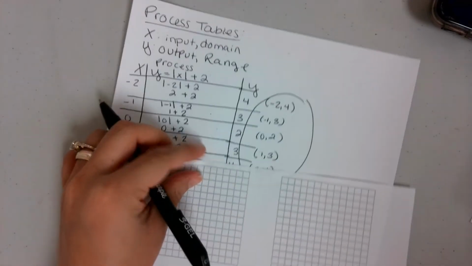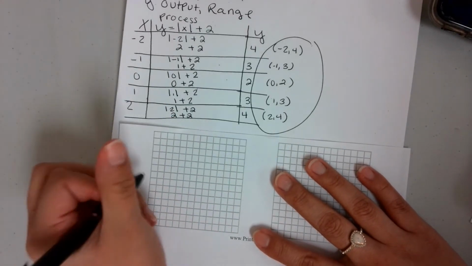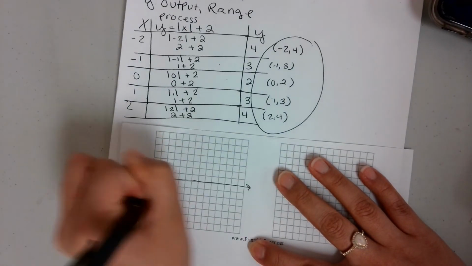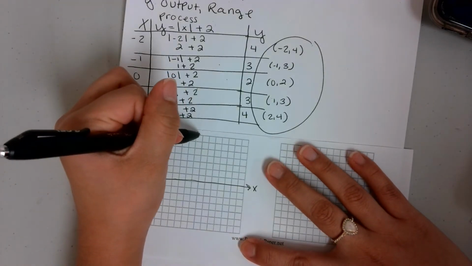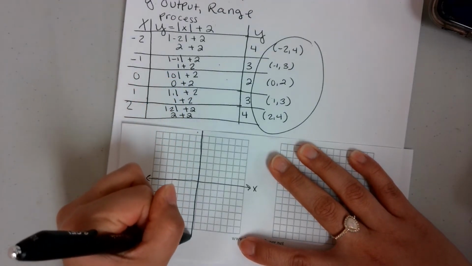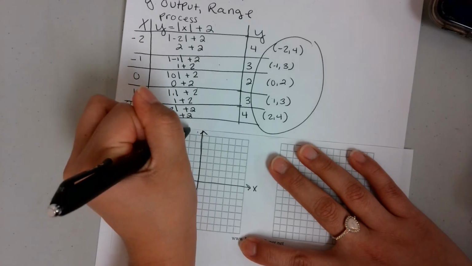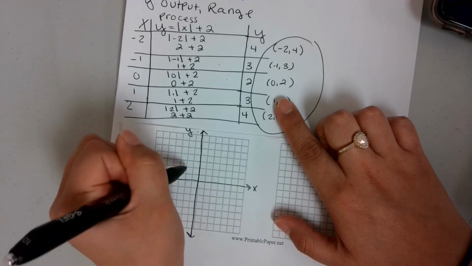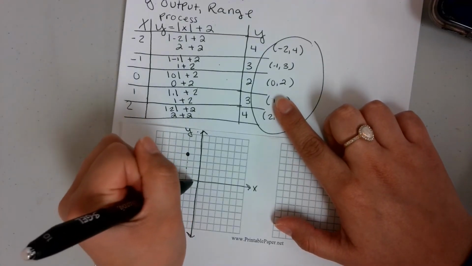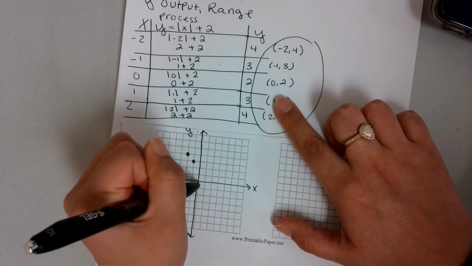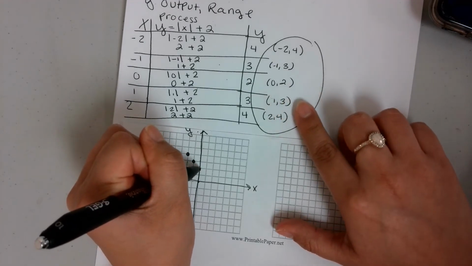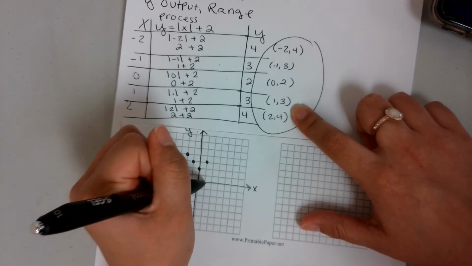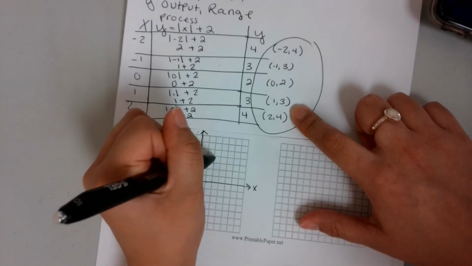So I'm going to come over here and graph. I have to create my x-axis, and I have to create my y-axis. Be sure to label, and then I'm going to graph -2, 4; -1, 3; 0, 2; 1, 3; and 2, 4.